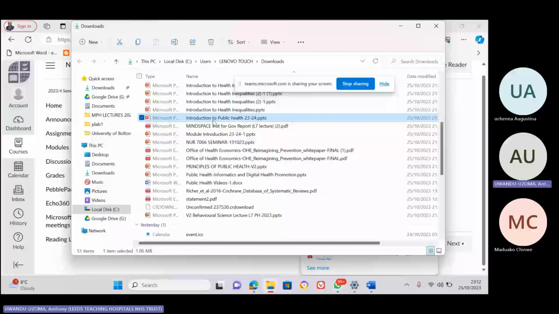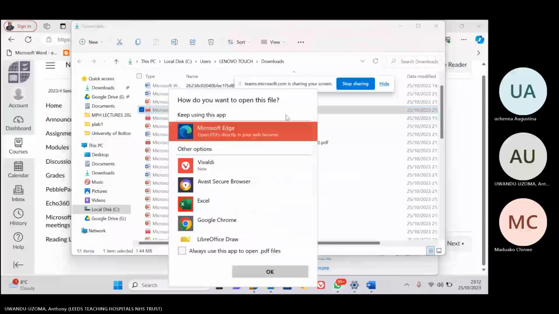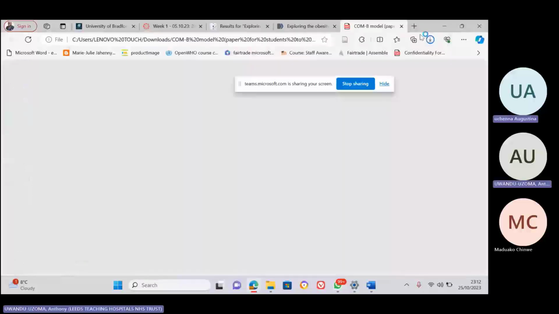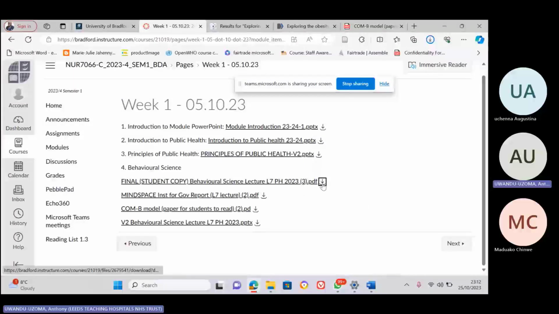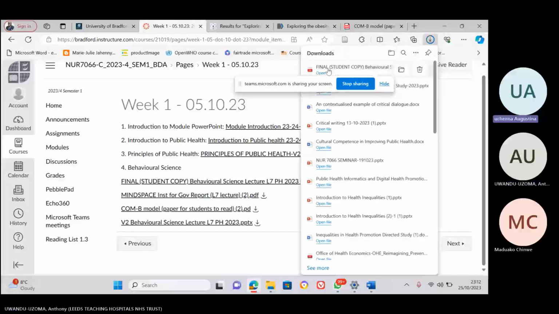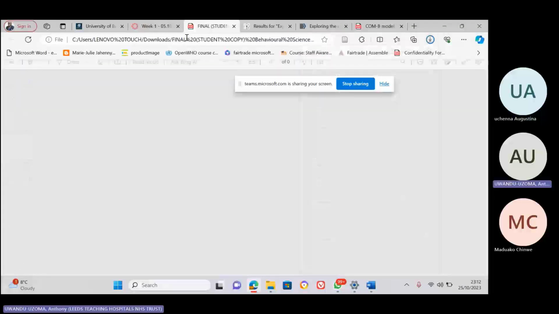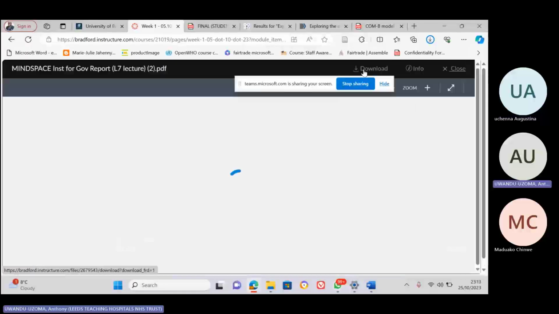Let me find a topic here. Okay, I've seen Combi model. That's one. Let me open this one. Combi model 1. Now the other one is a behavioral science lecture. Let me download this one. I'll open all of them at the same time. Behavioral science lecture. Then next one is mind space. Let me download this one.